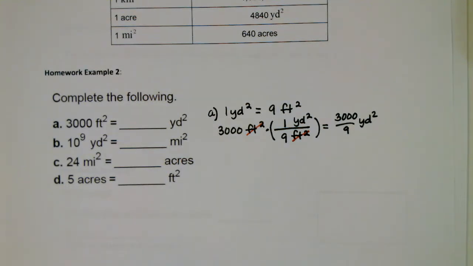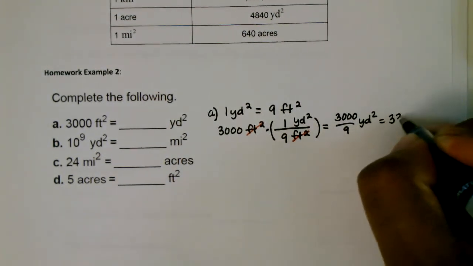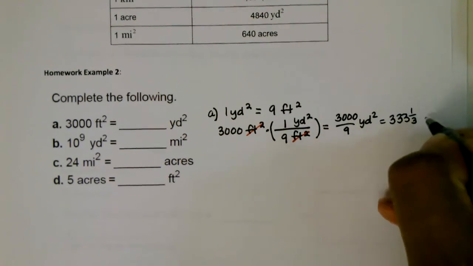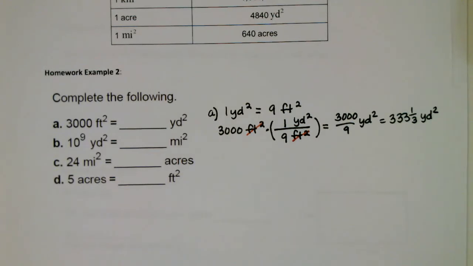and if I do, let's say, the math key, okay, sorry, math key, and I want that as a fraction. That'd be 1,000 over 3, but of course, as a mixed number, this will be 333 1/3 square yards. 333 1/3 square yards.